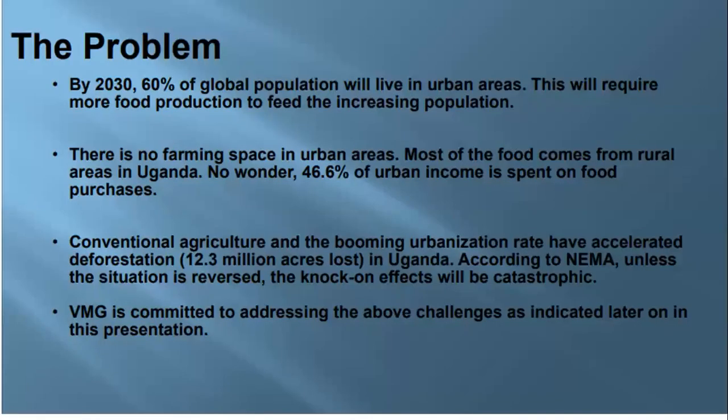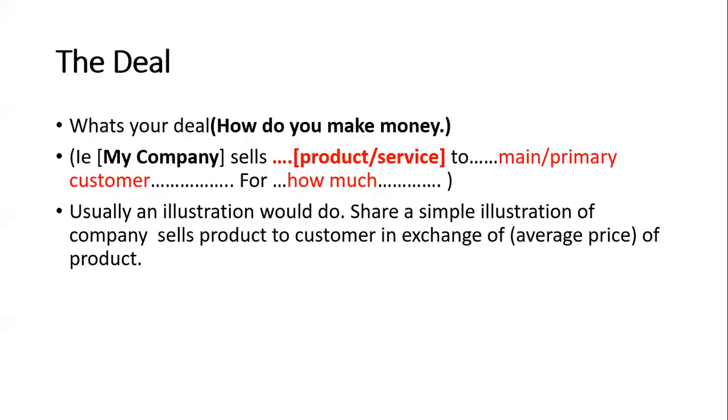Okay, these people have identified, they say by 2030, 60% of the global population will live in urban areas. This will require more food production to feed this increasing population. Okay, and they say 46.6% of urban income is spent on food. So they wanted to create an avenue where they can make access to food for the urban population easier. Okay, so they have identified a problem. Okay, so on your problem slide, I think you've seen examples that you can use.